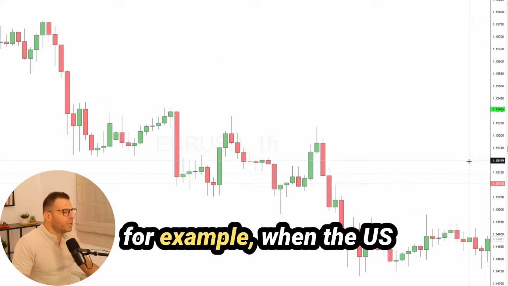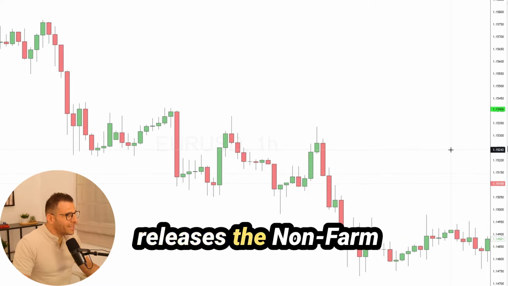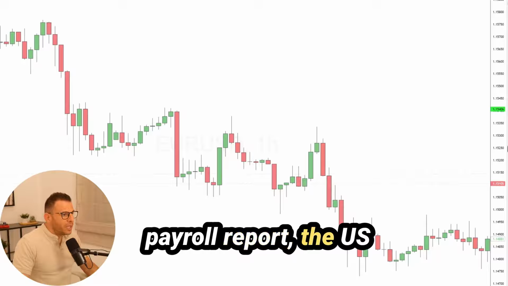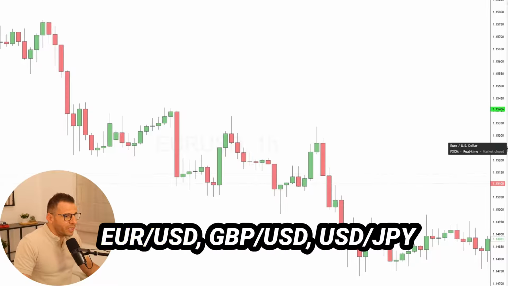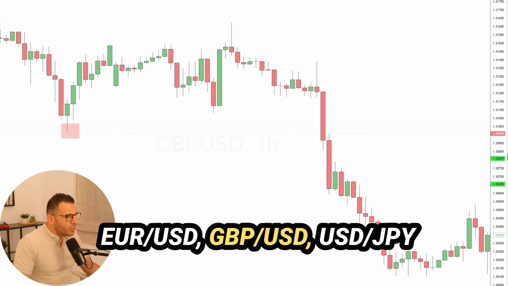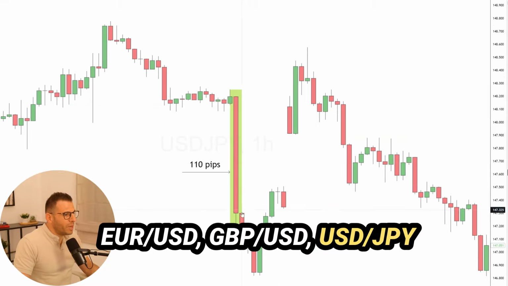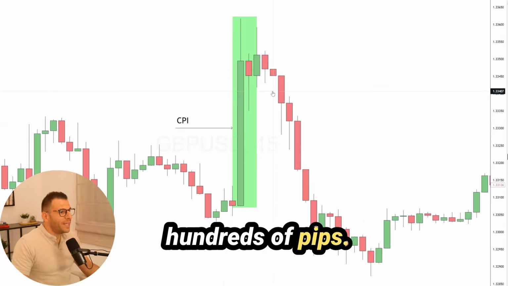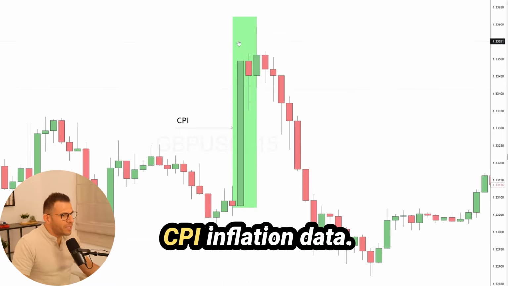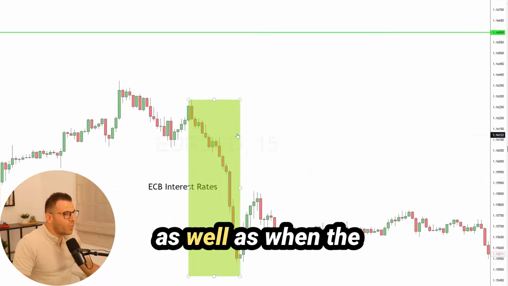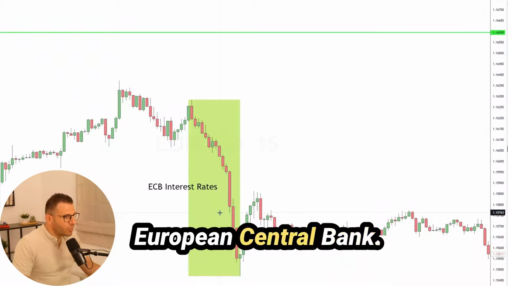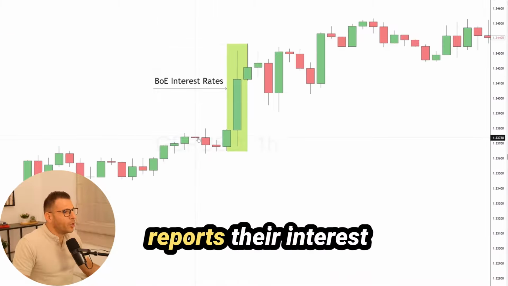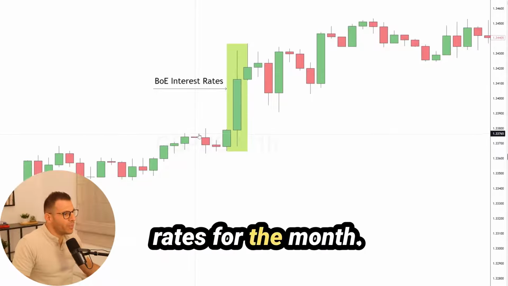For example, when the US releases the non-farm payroll report, the US dollar pairs, such as the euro versus the US dollar, the Great British pound versus the US dollar, the US dollar versus the Japanese yen, and others can move hundreds of pips. The same applies to CPI inflation data, as well as when the European Central Bank or Bank of England reports their interest rates for the month.